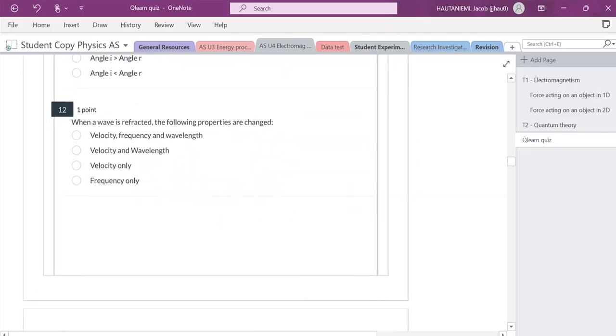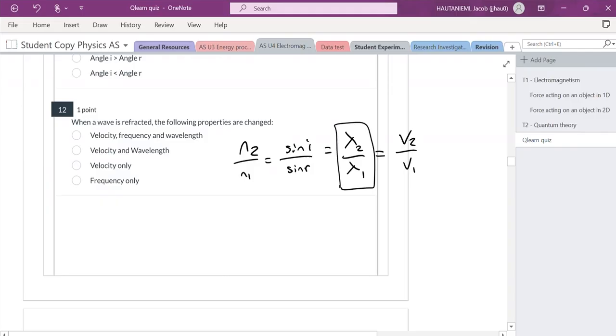Easy one. When a wave is refracted, the following properties are changed. We can actually think about Snell's law for this. So n2 over n1 equals sine of i over sine of r. And we've got a couple of other things too. We've got lambda 2 over lambda 1, and we've also got v2 over v1. Okay, so taking a look at Snell's law, clearly the wavelength changes, so we've got that one or that one. And we've clearly got the velocity also changing. So, again, only those two would be applicable, but the frequency does not change. Okay, so it's those two there.